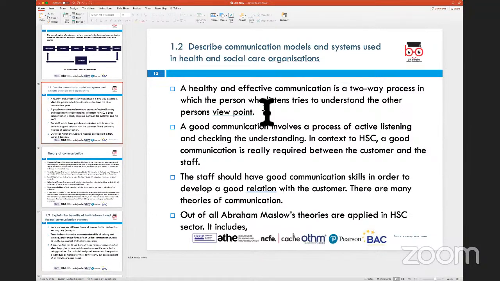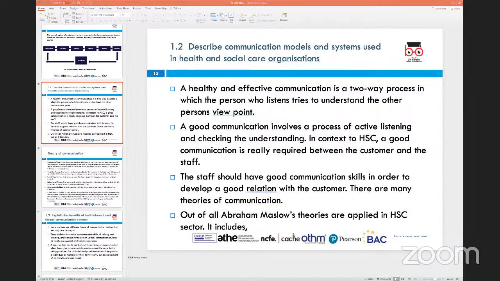Okay, let's look at assessment criteria 1.2, which talks about describing communication models that are used in health and social care organizations. Now, when we talk about so many models that we've discussed, in general, if we have to just focus down onto some of the communication models which can be applied and used within health and social care context, we need to look at some of the specific models that we can generally see being utilized in this context.